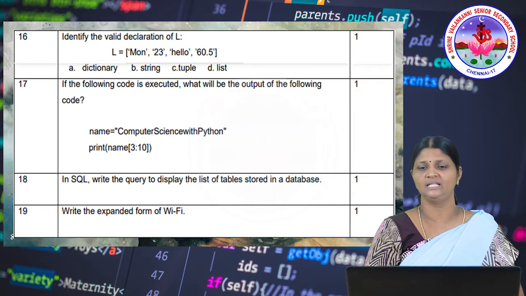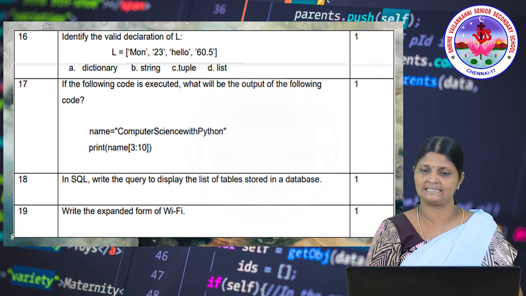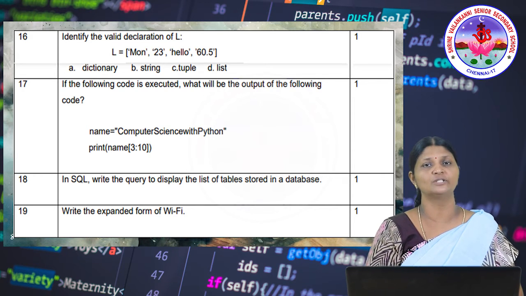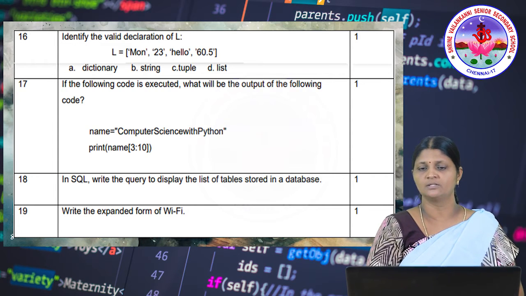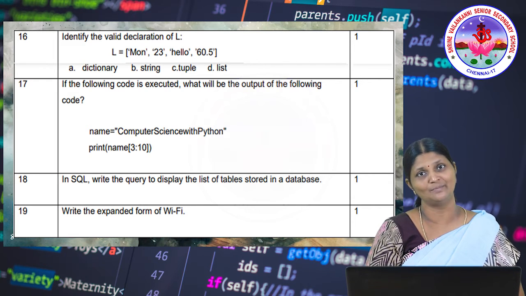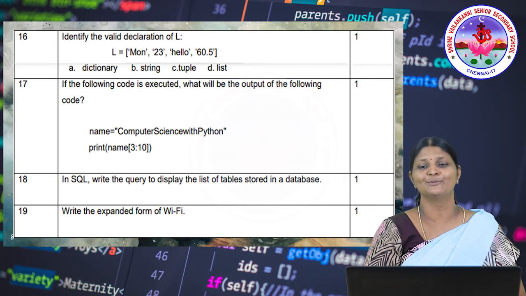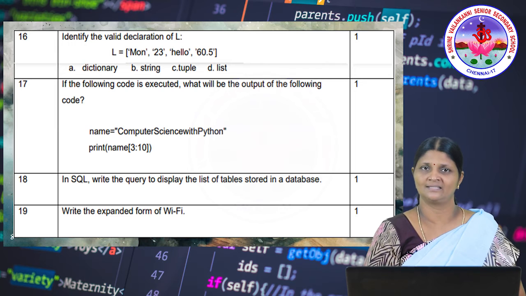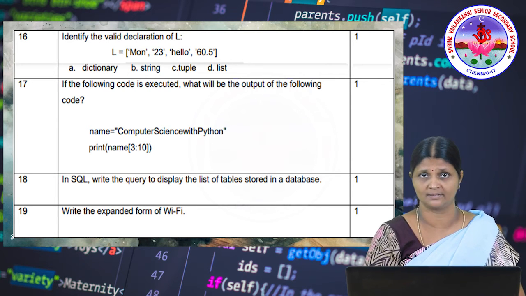Question number 16. Identify the valid declaration of L, that is list. L is equal to within quotes MON, comma, within quotes 23, comma, within quotes hello, comma, within quotes 60.5. The options are given as dictionary, string, tuple and list. I'm sorry, I told the answer in the beginning itself. So the answer is list. Here L is enclosed within square brackets, so it is a list obviously.